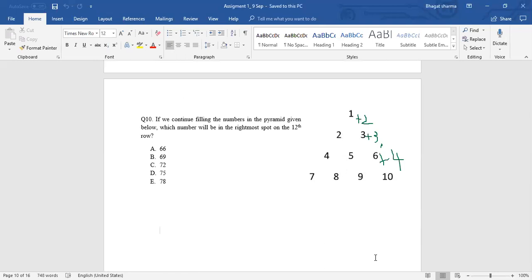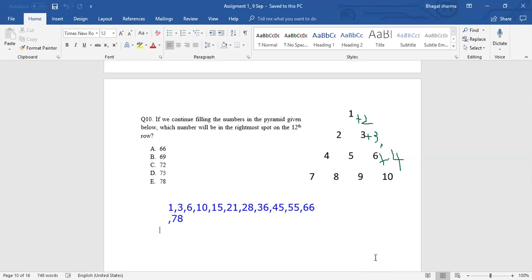So 1, 3, 6, 10, add 5, 15, add 6, 21, add 7, 28, add 8, 36, keep adding up to the 12th term. Yes, right? Yes. Okay. Is there any other way somebody solved it?